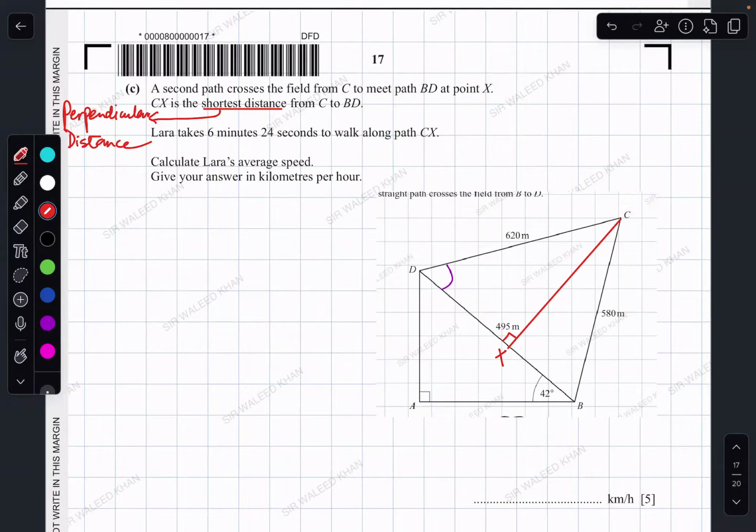Now they're saying that Lara takes 6 minutes, 24 seconds to walk along path CX. So she is walking along this path, and the time she is using is 6 minutes, 24 seconds. Calculate Lara's average speed. Give your answer in kilometers per hour. So I have to change all the meters to kilometers and the seconds and minutes to hours. So it was 6 minutes, 24 seconds. So divide this 24 seconds by 60, 24 by 60, so we have 6.4 minutes. Okay. Now divide this whole by 60.